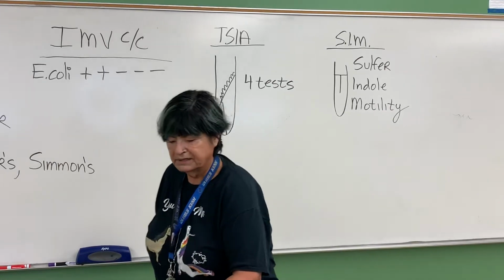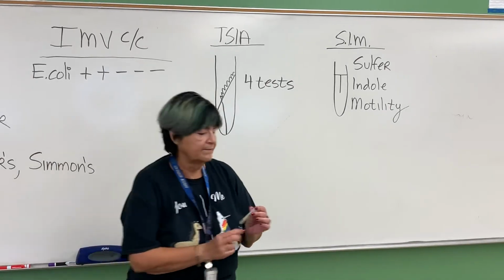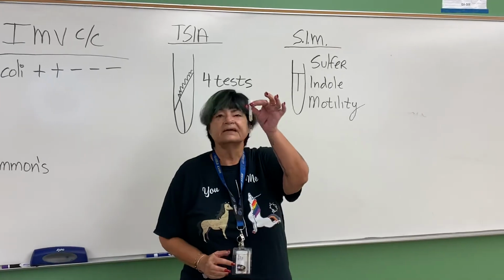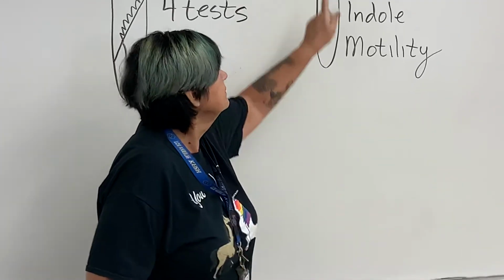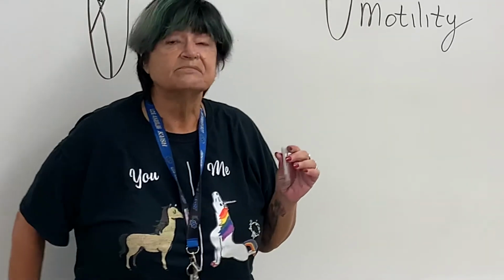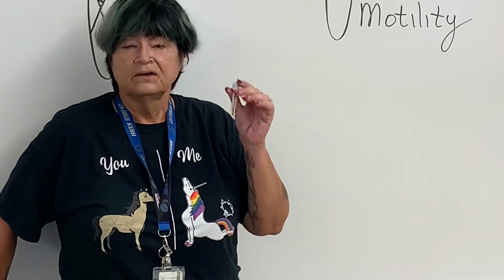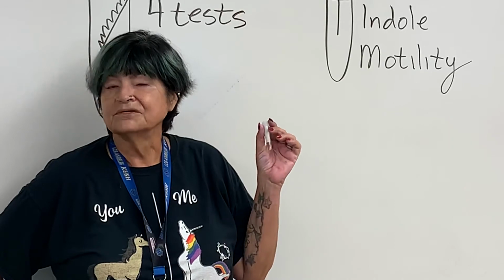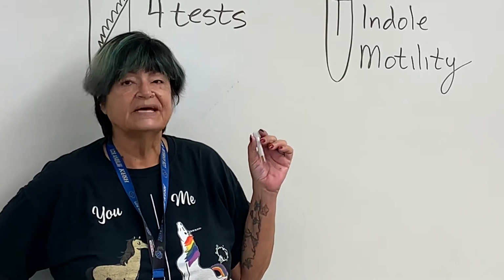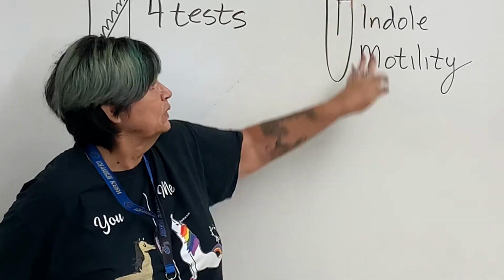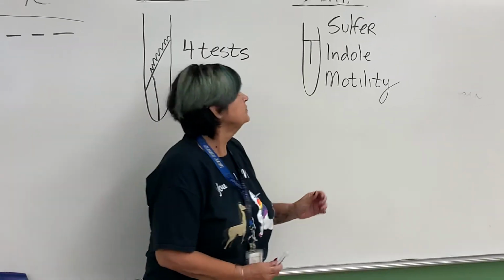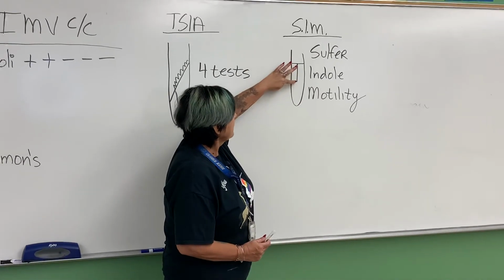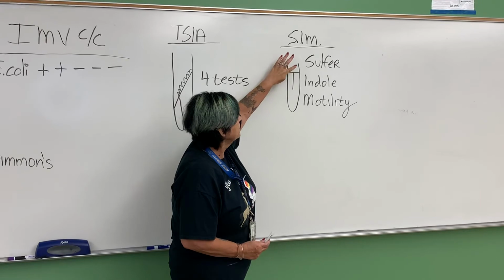The last one is called SIM. It's this little guy here. SIM, it's normally used as motility media. So which bacteria have motility? Right, the ones with flagella. So if your bacteria has a flagella, this is the tube for you. So all we're going to do is poke about halfway down and straight up again.